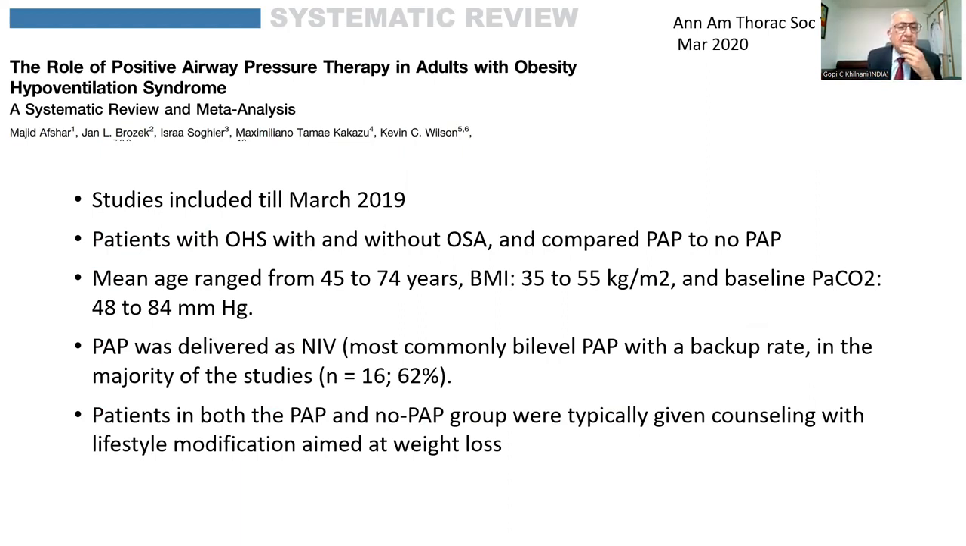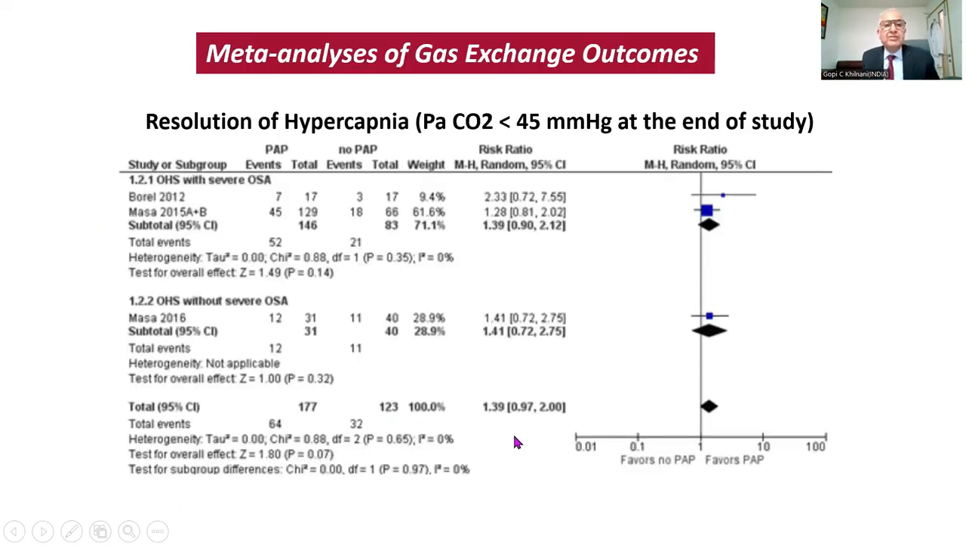Now, this is a study published in the Annals of the American Thoracic Society in the year 2020. This included a large number of patients with OHS, with or without OSA, and compared PAP to no PAP therapy. The age group is 45 to 74. PAP was delivered as NIV, most commonly bilevel positive airway pressure. Patients in both the PAP and no PAP groups were typically given counseling on lifestyle modification.